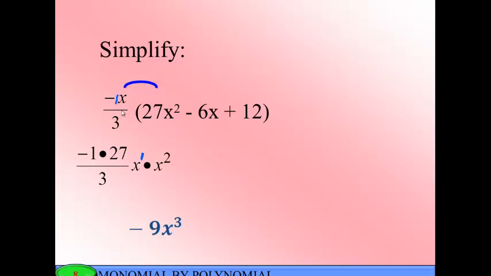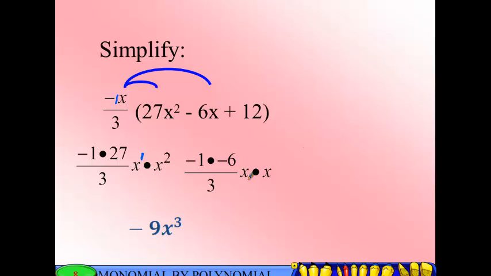Next, negative 1x over 3 times negative 6x. Again, we are going to multiply first our coefficients. Negative 1 times negative 6 divided by 3. So when you simplify this, you will get positive 6 divided by 3, which is equal to 2. Then x times x will be equal to x squared. So we will have here positive 2x squared.